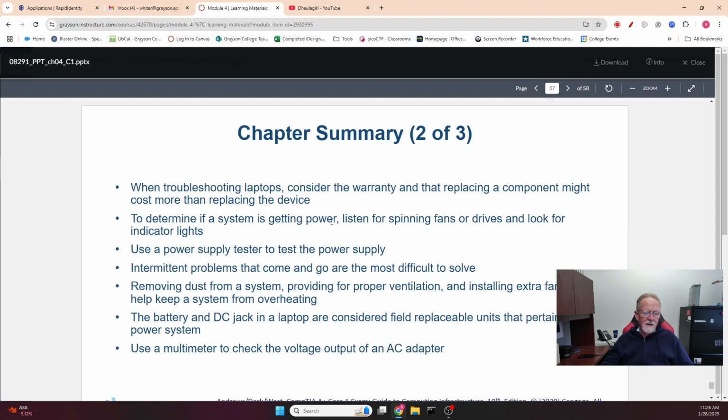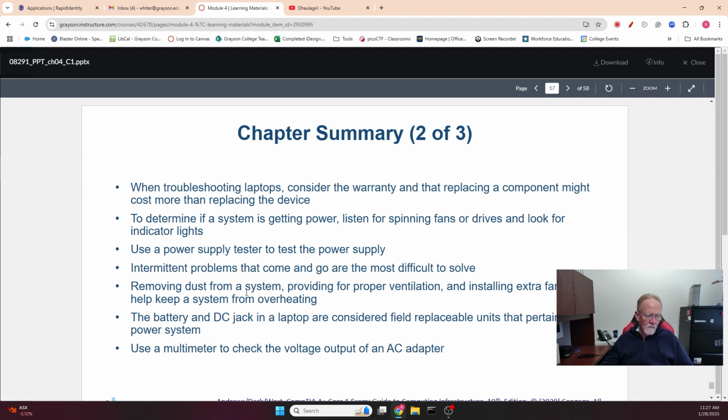Determine if the system's getting power. Listen for fan spinning, drive spinning, and look for indicator lights. Use a power supply tester. Intermittent problems that come and go are really your nightmare. They're the most difficult problems to solve because they do come and go. They'll come around while the user's there, but you're not, and then when you show up, the problem will go away.